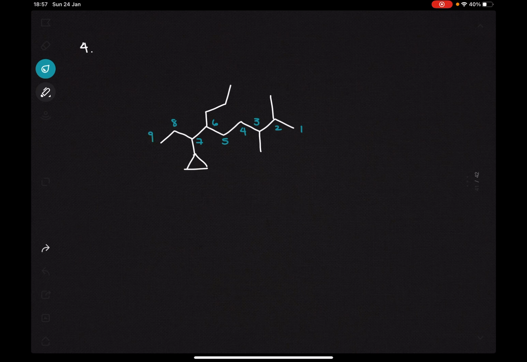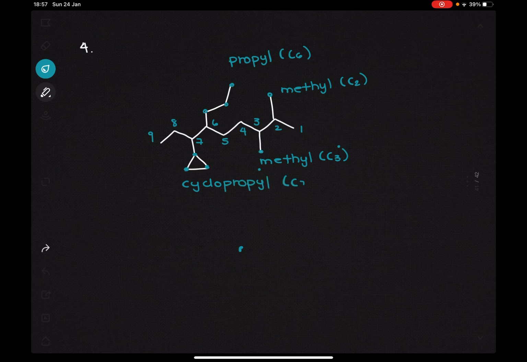So in this case, my substituent is in carbon 2. This is a methyl. And this is in carbon 2. This is another methyl that is in carbon 3. This is 1, 2, 3. This is a propyl that is in carbon 6. And this is also 3 carbons, but they're in a circle, so they're cyclical. This is actually called cyclopropyl. And cyclopropyl is in carbon 7.